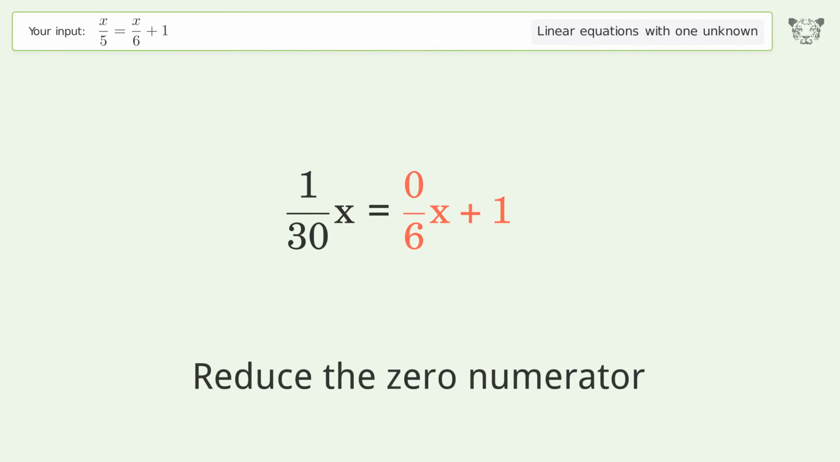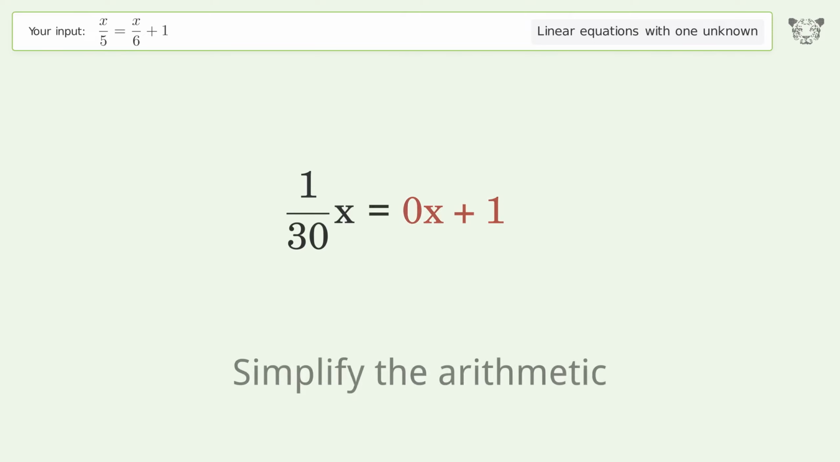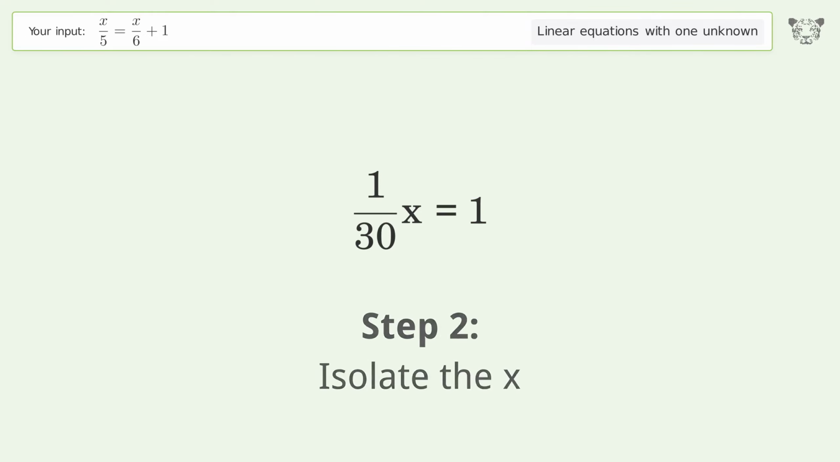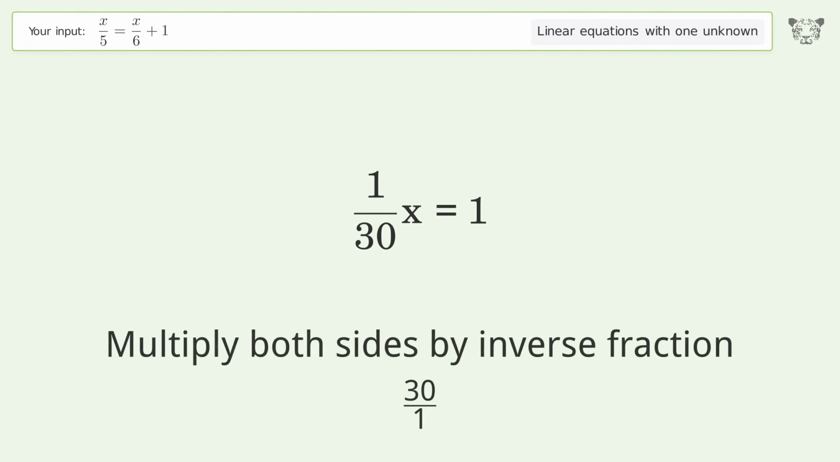Reduce the zero numerator. Simplify the arithmetic. Isolate the x. Multiply both sides by the inverse fraction, 30 over 1.